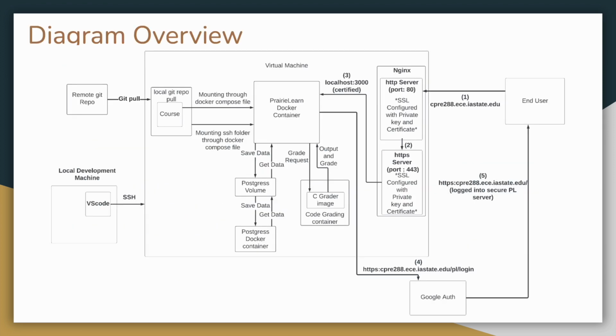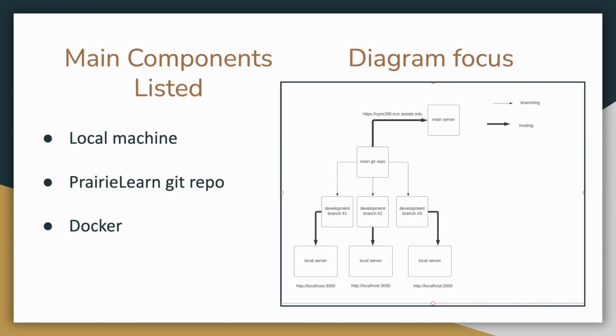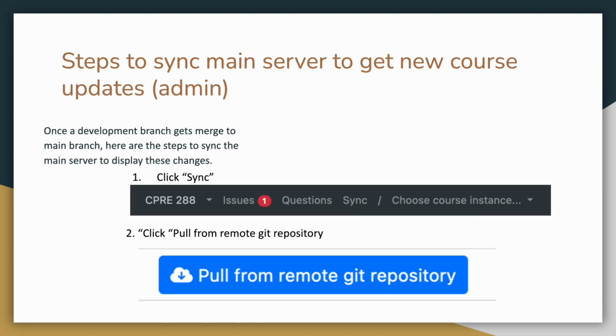server. Here's the diagram overview, and this is our main focus from the diagram. Pretty much just showing how the workflow is happening. So we have the main Git repo, and then this is being hosted on the main server, and then the skinnier arrows are just showing a branching, and then we have the development branches, and then those are being hosted on different local hosts, which are different machines.